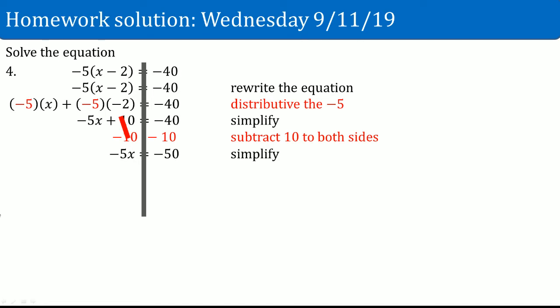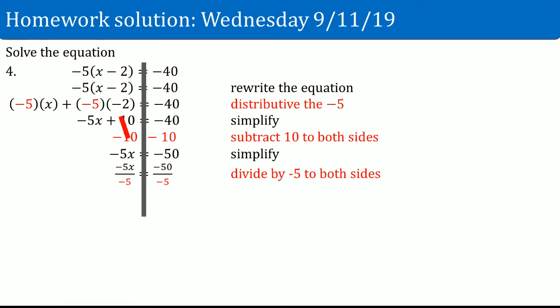Right now, what is attached to the x is a negative 5 times x. What is the inverse or opposite of negative 5 multiply? Which is to divide by negative 5. Make sure you divide by the complete term. Right here, the complete term that is in front of the x is a negative 5, or multiply by negative 5. So I'm going to divide by negative 5 to both sides.